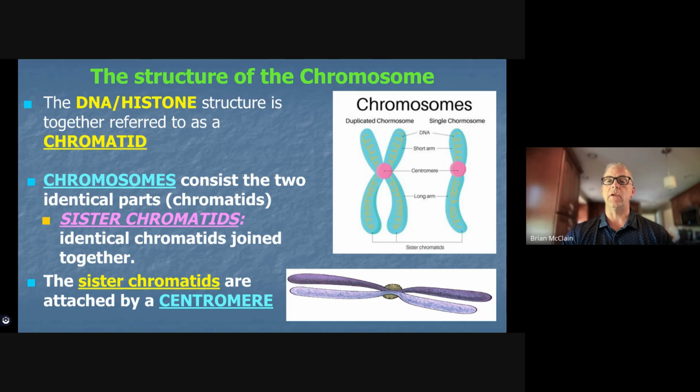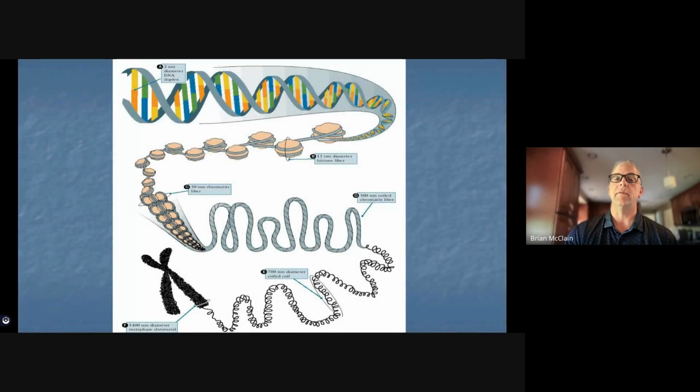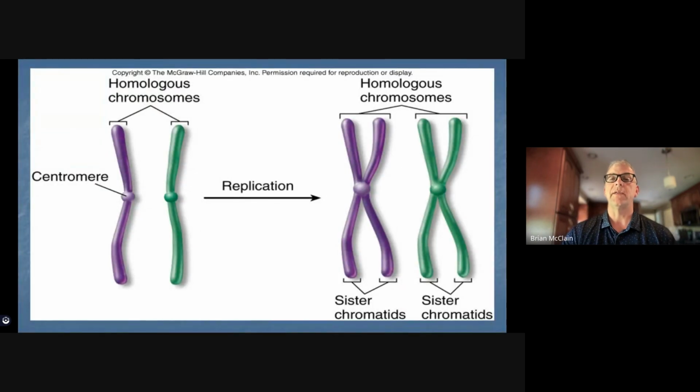Okay, and then that little pink thing is like the connection point. That's called the centromere. So the centromere is where we join the two chromatids together. So the format of our DNA is going to be influenced very heavily by what's going on in regards to the cell cycle. Now, another thing that I do want to introduce is the idea of homologous chromosomes.